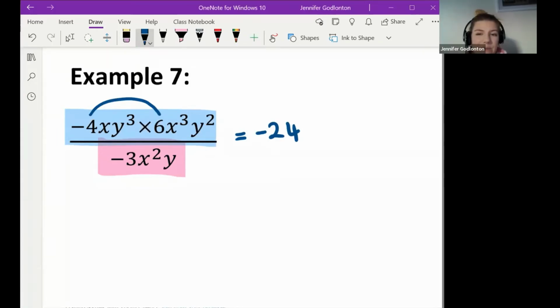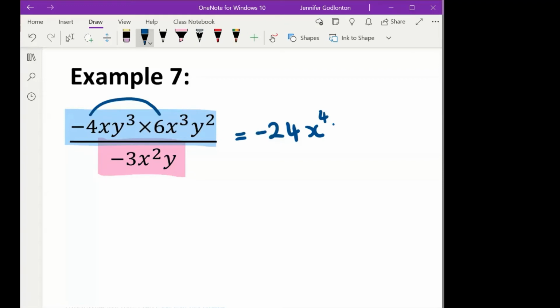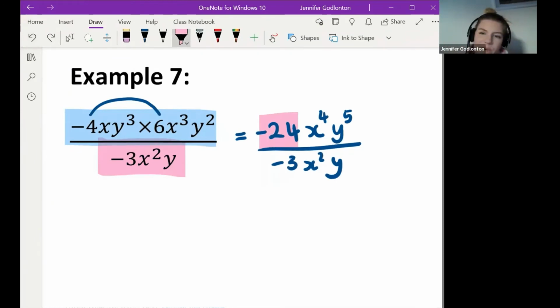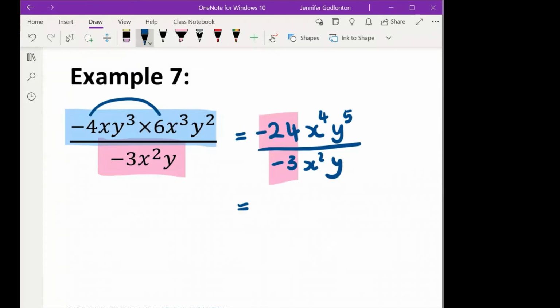Now let's look at our variables. What's my x going to be to the power of? To the power of 4. Good. And my y? The y is going to be to the power of 5. Excellent. That's great. Good start. Now look at your numbers. What's negative 24 divided by negative 3? Positive 8.